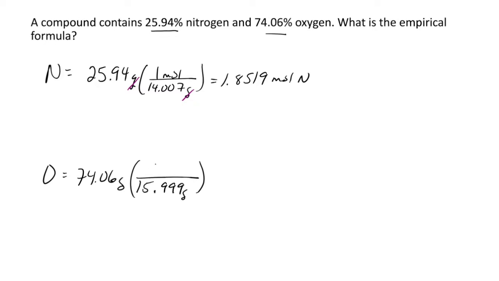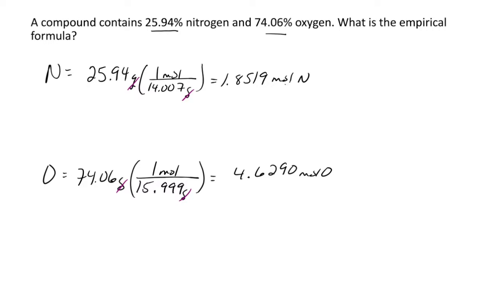15.999 grams in every 1 mole. Again, I'm putting grams at the bottom so I can cancel out and leave moles, which will give us 4.6290 moles of oxygen. The next step is to find the number of moles that has the least. In this case, it's nitrogen.